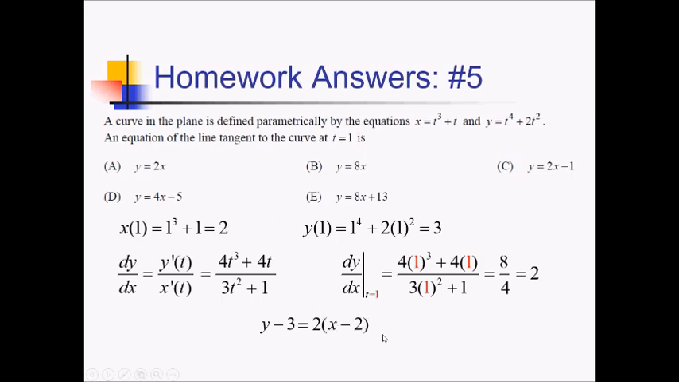And that does not match the answer choices because it's not in slope-intercept form. So I'm going to do a few things here. First, I'm going to move the 3 over to the other side of the equation, so I just have a y equals on the left. We distribute the 2, that gives us a 2x, and we'll also have a minus 4, but remember I added 3 over here, so this is really going to be minus 1. And that is going to match answer choice C.